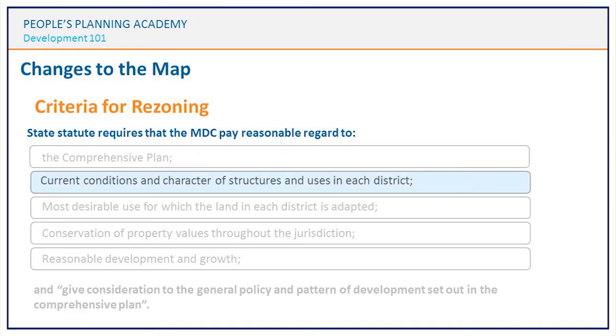The MDC must also consider the current conditions and character of the structures and uses in each district. So this means asking, is there compatibility with surrounding development patterns? Has the MDC or BZA made decisions indicating a shift in policy? They must also consider the most desirable use for which the land in each district is adapted. This can mean asking if there are physical limitations or advantages to the site. Consideration must also be given to the conservation of property values throughout the jurisdiction. This can mean asking what is the effect on property values of the immediate area and the county as a whole.